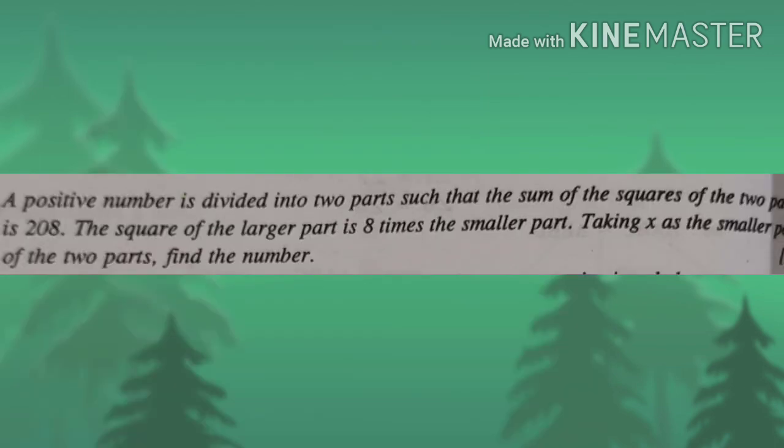Next question is, a positive number is divided into two parts such that sum of the squares of the two parts is equal to 208 and the square of the larger part is 8 times the smaller part. Taking x as the smaller part, form a quadratic equation and find the number.